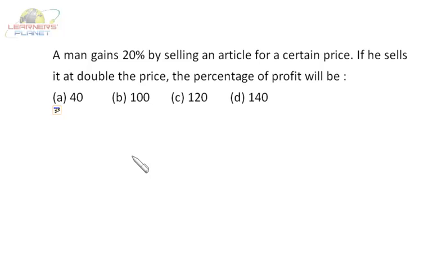Now in this question, a person gains 20% by selling an article for a certain price. If he sells at double the price, what will the percentage of profit be? Now SP by CP is equal to 1.2, isn't it? Since it is 20% profit. If he sells it at double the price, that means the selling price is double.